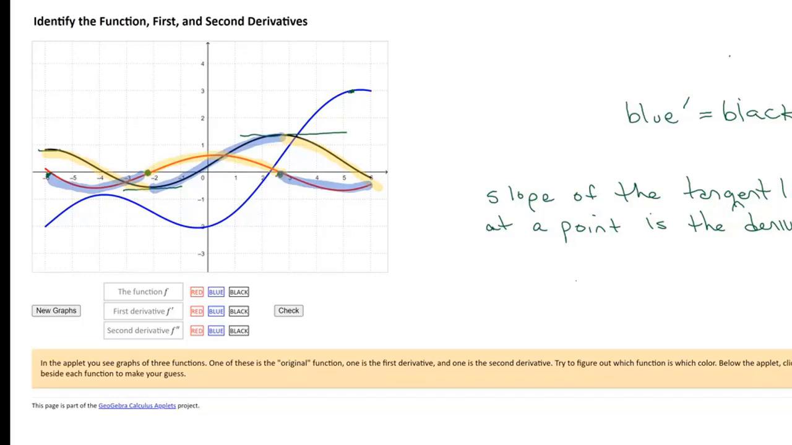I have the function f is blue. The derivative of blue is black, and the derivative of black is red.